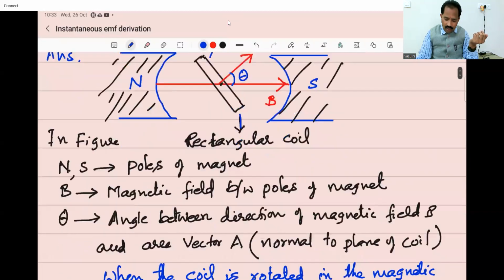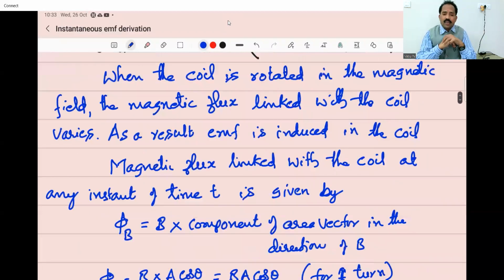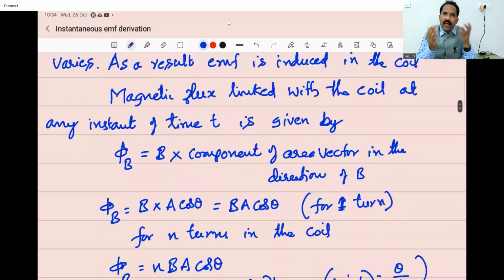Now, look at the magnetic flux. Let us find the magnetic flux linked with the coil at any instant of time t. By definition, the magnetic flux phi B is equal to magnetic field into area vector. You should take the component of the area vector in the direction of B. In the diagram, it is very clear that the component of A in the direction of B is A cos theta. So phi B is equal to B into A cos theta.